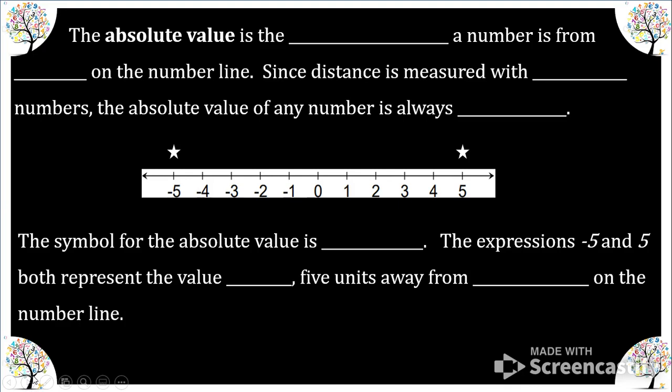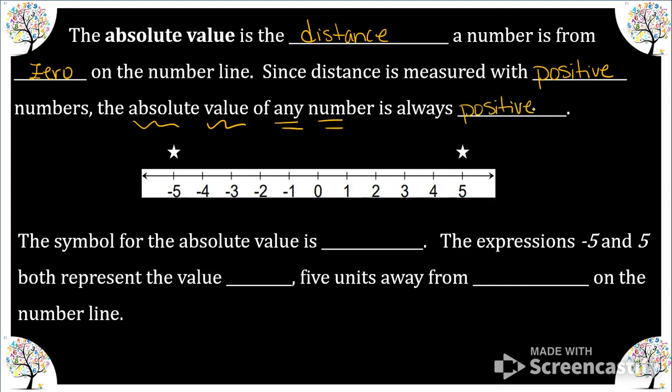Okay, let's talk about absolute value. This is super important when we are talking about integers and in the lessons that we're going to have after lesson 1-1. So the absolute value is the distance a number is from 0 on the number line. And since we measure things like distance with positive numbers, the absolute value of any number is always positive because it is a distance.